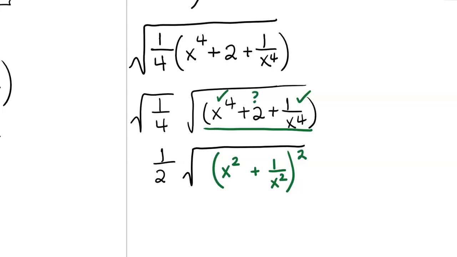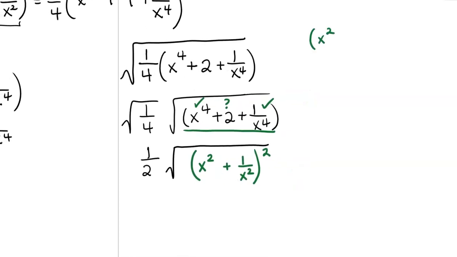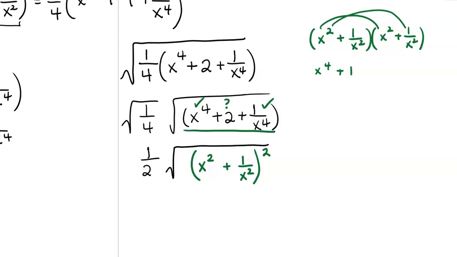We have not yet checked on whether or not we will get that 2, but we would. If we were to FOIL out what I just wrote in green, we would get x to the 4th plus 1 plus 1 plus 1/x to the 4th. And those 2 1s together come together to give us that 2 right there.